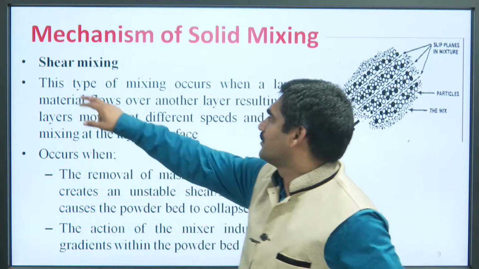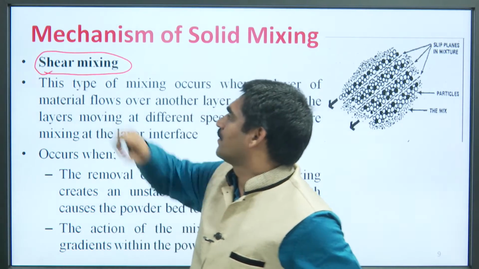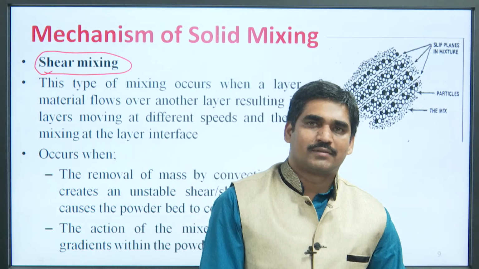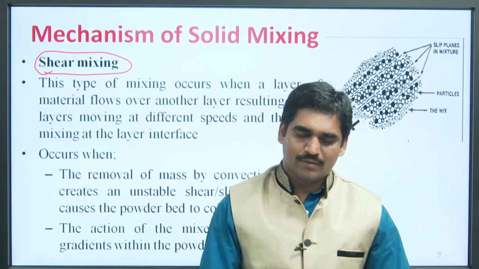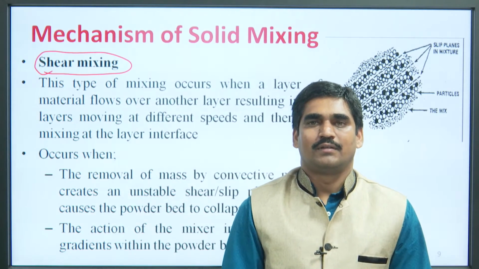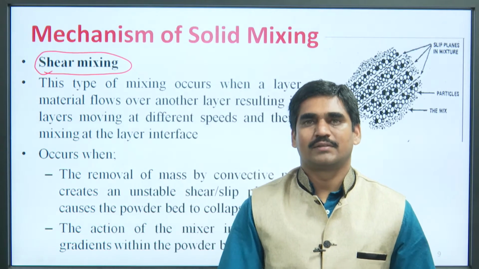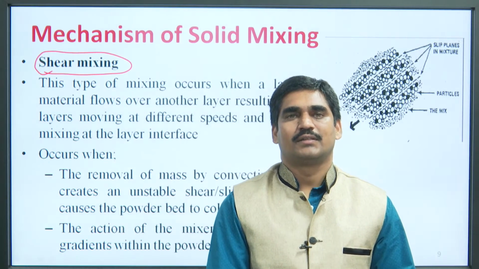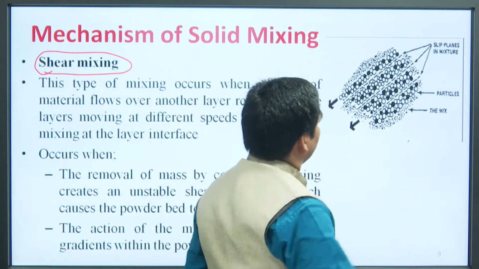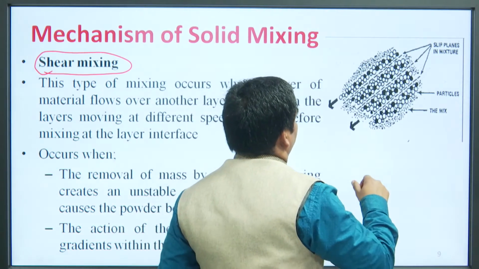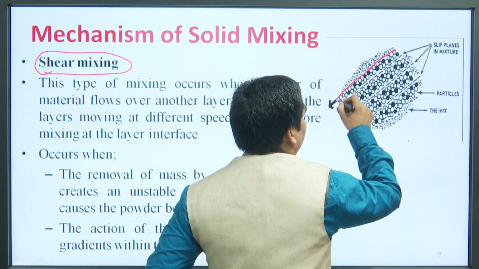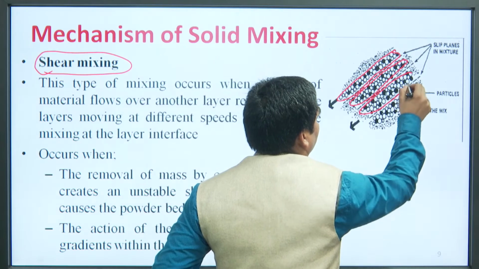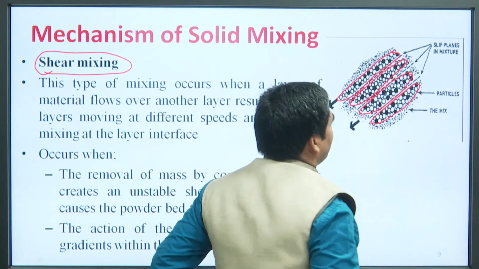Second mechanism of solid mixing is shear mixing. This type of mixing occurs when a layer of material flows over another layer, resulting in the layers moving at different speeds, and therefore mixing at the layer interface. See what happens. This is a layer of component, this is another layer, this is another layer, and this is another layer.